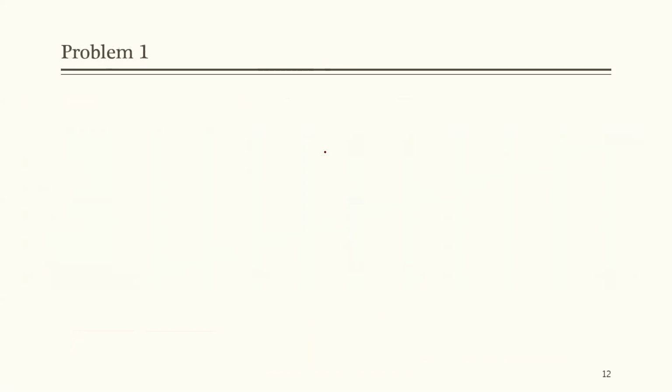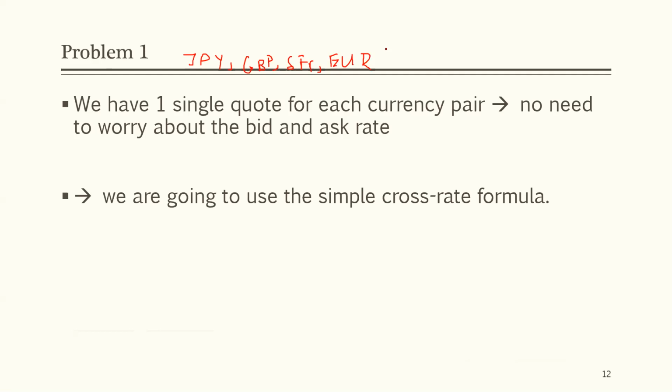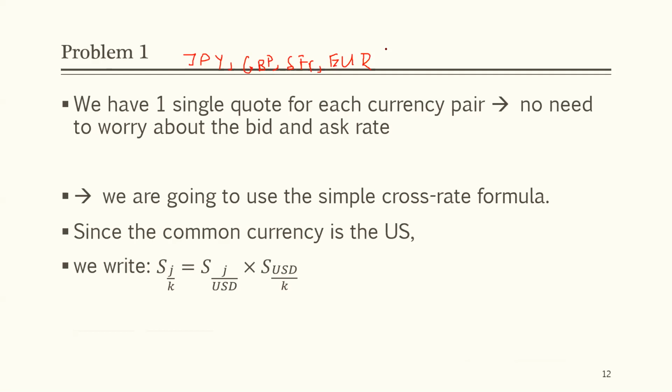So the 4 currencies we have, just to recap, are the Japanese yen, the pound, the Swiss franc, and finally the euro. For each of the currencies, we only have one single quote. That means we don't have the bid and ask prices in the previous table, which means the calculation here is very simple. We're just going to apply the simple cross rate formula to work out the cross rates. Now, since the common currency is the USD, I'm just going to write my formula like this.